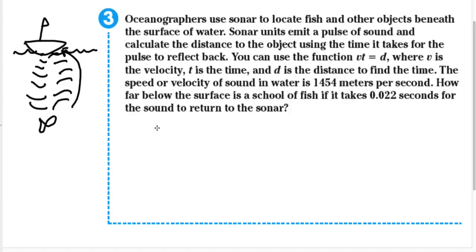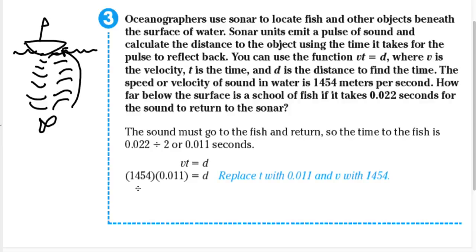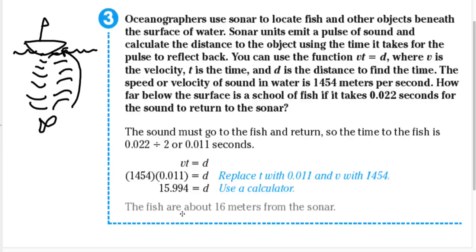So let's take a look at this example. Last example in this lesson. The sound must go to the fish and return, so the time to the fish is 0.022 divided by 2, or 0.011 seconds, because the sonar travels to the fish and back, and that's the reason why we divide it by 2. So we use the formula vt equals d, and substitute the values for velocity and time. Okay, and we end up with the distance is 15.994. You would use the calculator. That means that the fish are about 16 meters from the sonar.